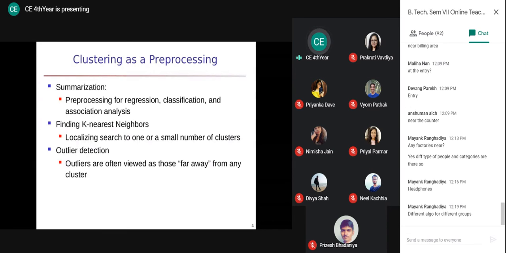So the bank will verify that transaction, maybe by calling the customer or by some other way. Right, so that is referred to as anomaly detection, or you can say outlier detection. So once again, the clustering algorithms can be used in such scenarios.